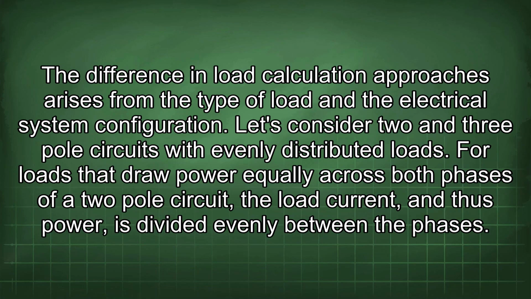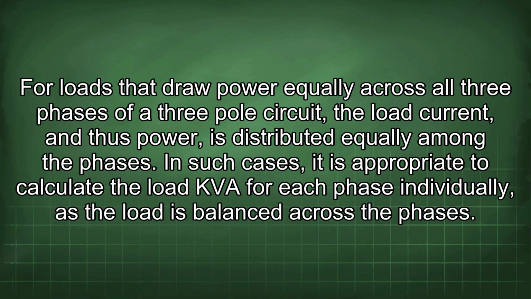The difference in load calculation approaches arises from the type of load and the electrical system configuration. Let's consider 2 and 3 pole circuits with evenly distributed loads. For loads that draw power equally across both phases of a 2-pole circuit, the load current, and thus power, is divided evenly between the phases. For loads that draw power equally across all 3 phases of a 3-pole circuit, the load current, and thus power, is distributed equally among the phases.